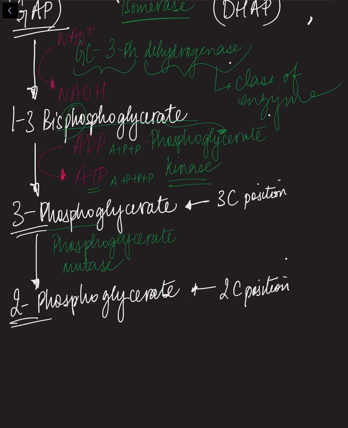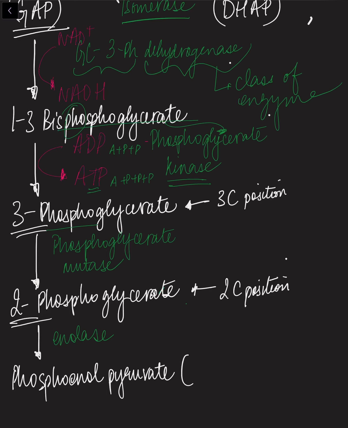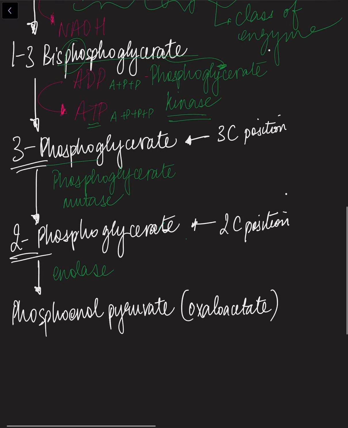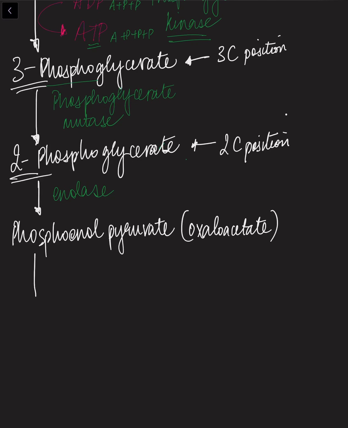From 2-phosphoglycerate, under the action of the enzyme enolase, we get phosphoenol pyruvate, which is also known as oxaloacetate. So we are almost towards the end of the glycolytic pathway.